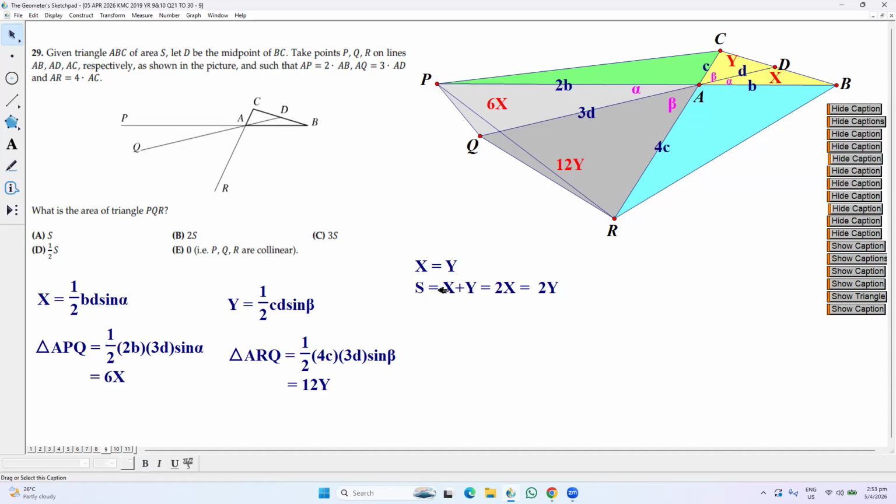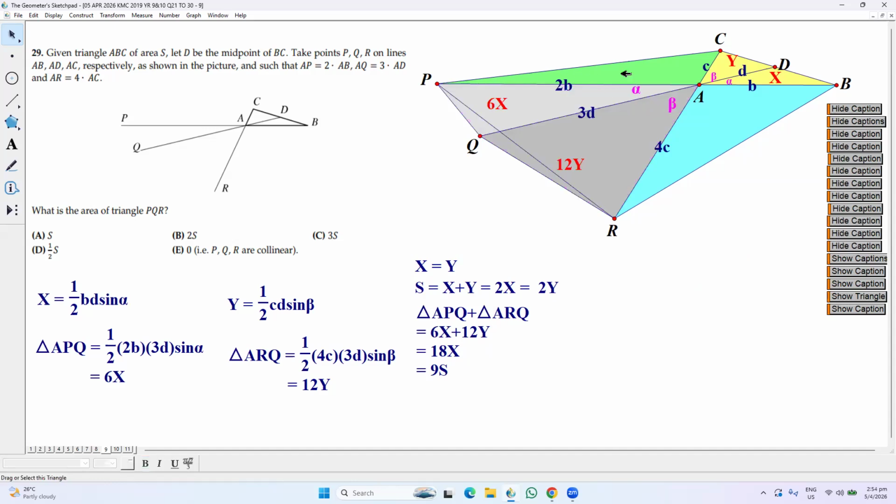So S is the yellow triangle, which is x plus y, so 2x or 2y. Now add the light gray and the dark gray: 6x and 12y is 6x and 12x, 18x. But S is 2x, so it is 9S divided by 2.